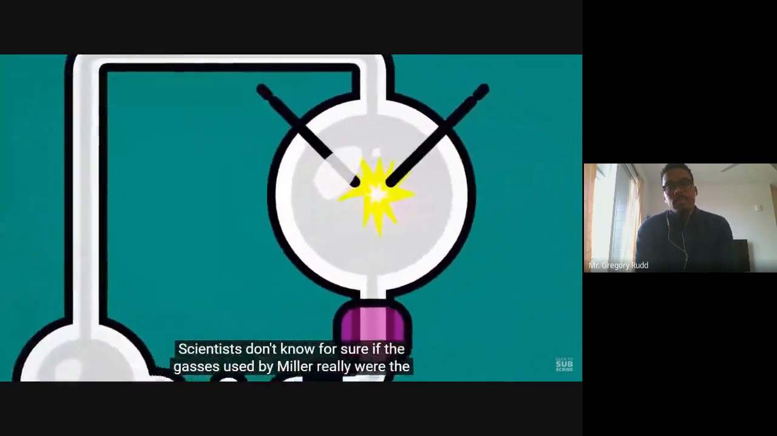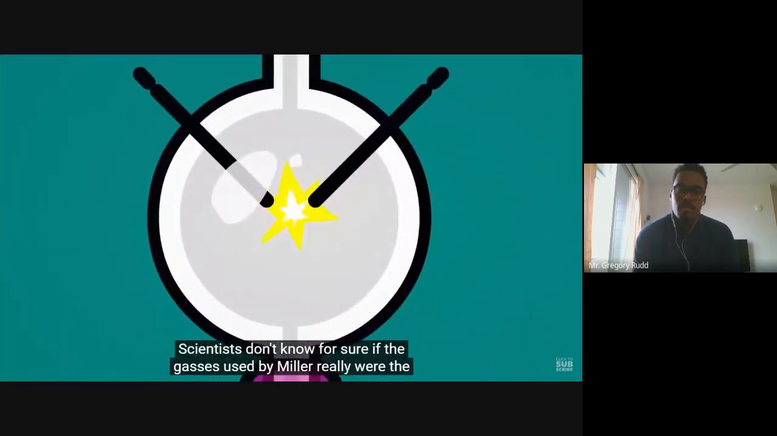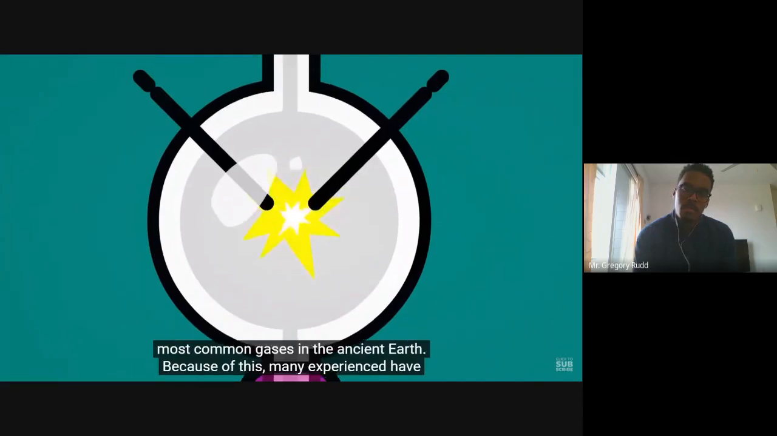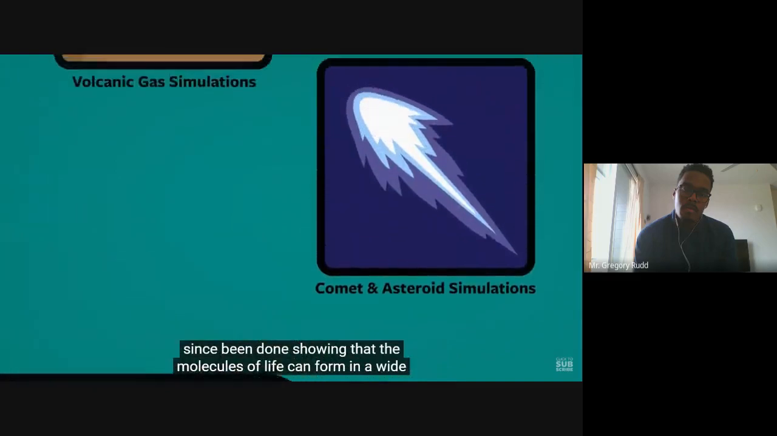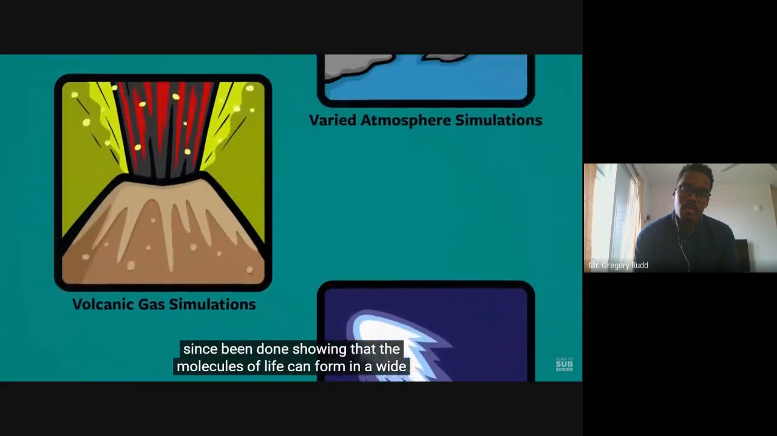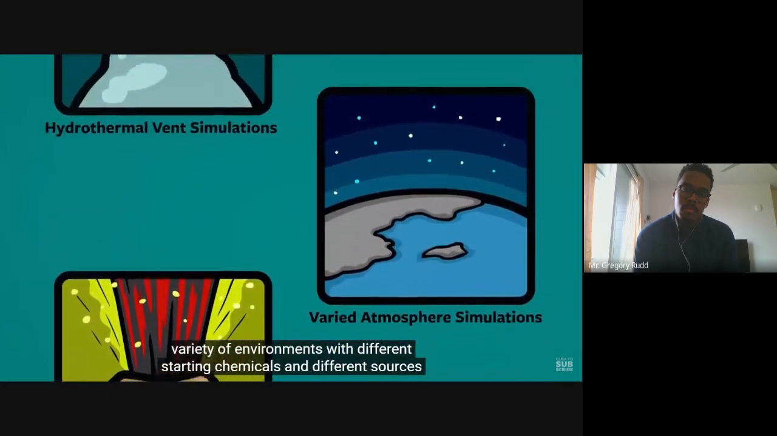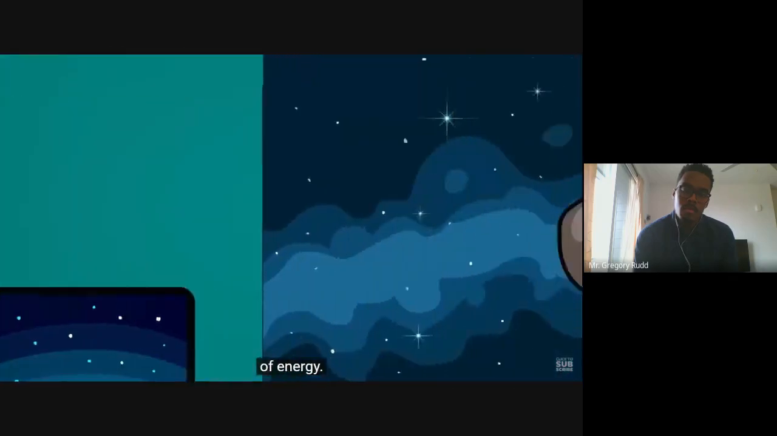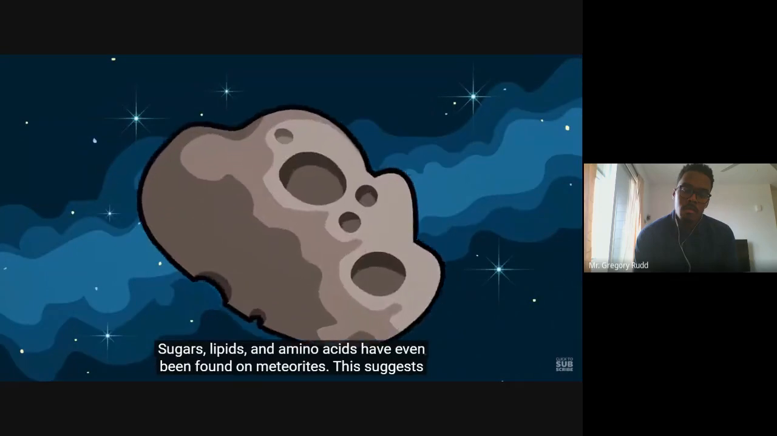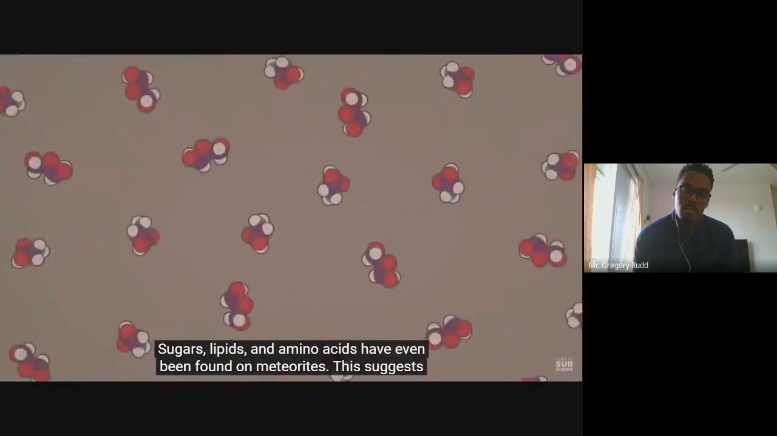Scientists don't know for sure if the gases used by Miller really were the most common gases of the ancient Earth. Because of this, many experiments have since been done, showing that the molecules of life can form in a wide variety of environments with different starting chemicals and different sources of energy. Sugars, lipids, and amino acids have even been found on meteorites.